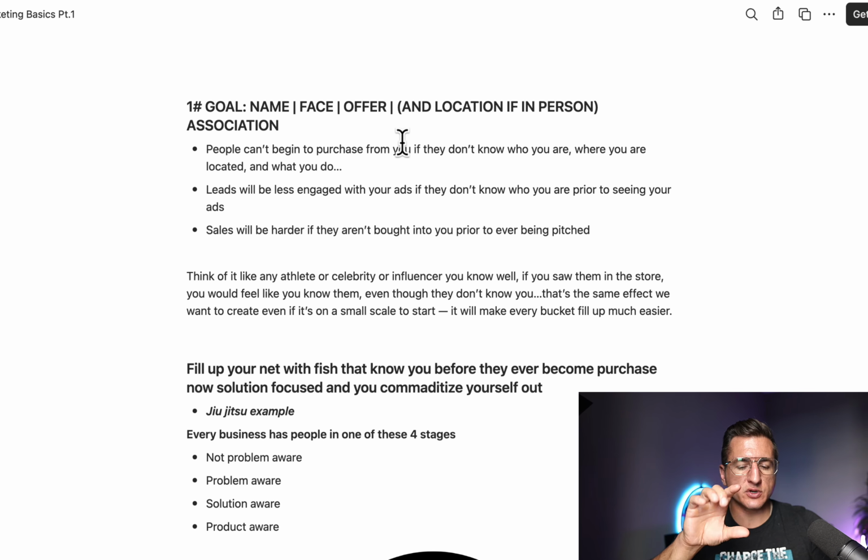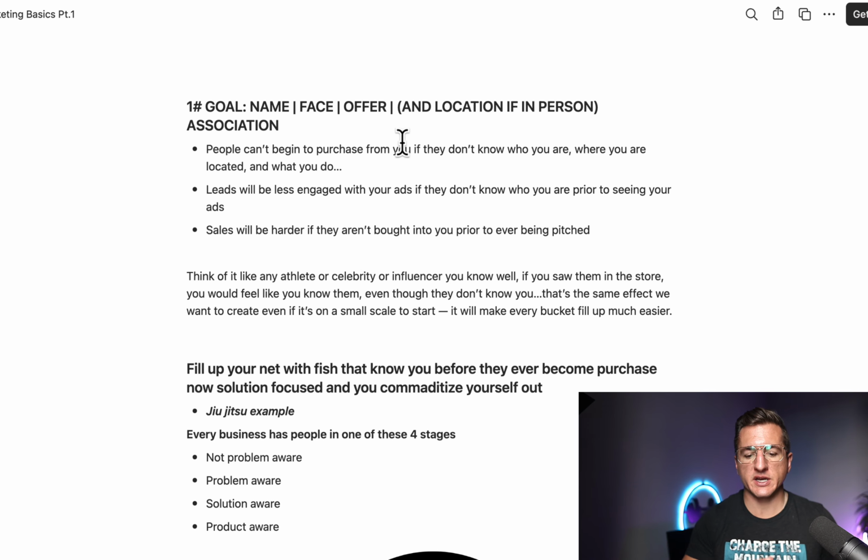So the more that you can create that name, face, offer association before you ever try to get them to opt in with their information, opt in to learn more about your program, right? You will make click-through rates, meaning people who see your ad and click through, you will make that go up because you have that name, face, offer association versus somebody who doesn't, right?